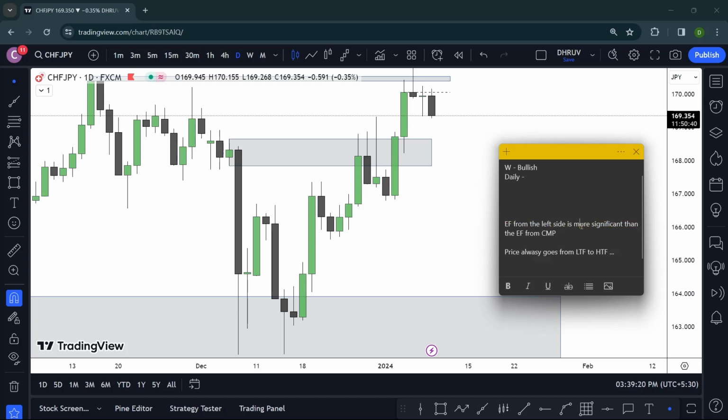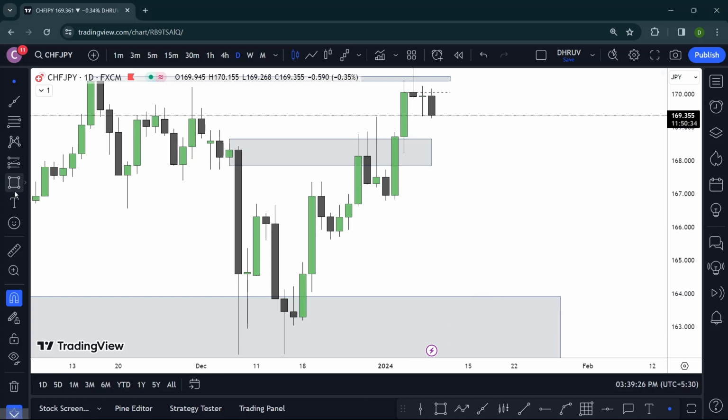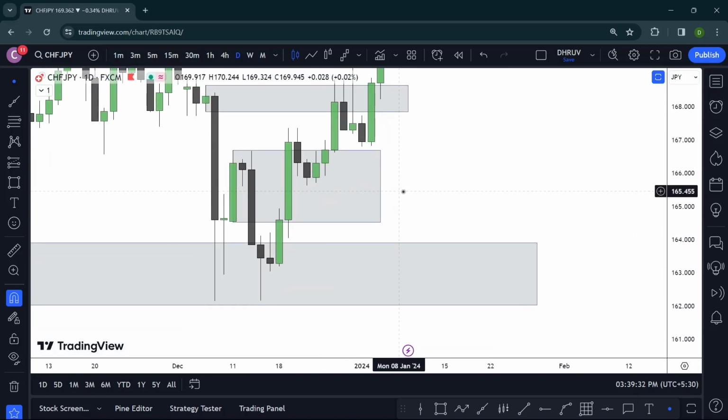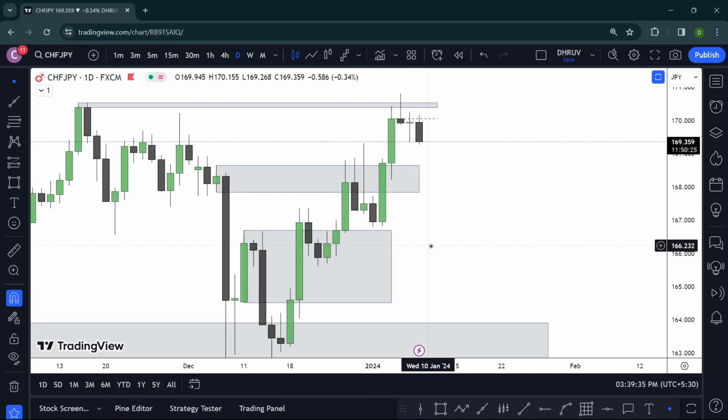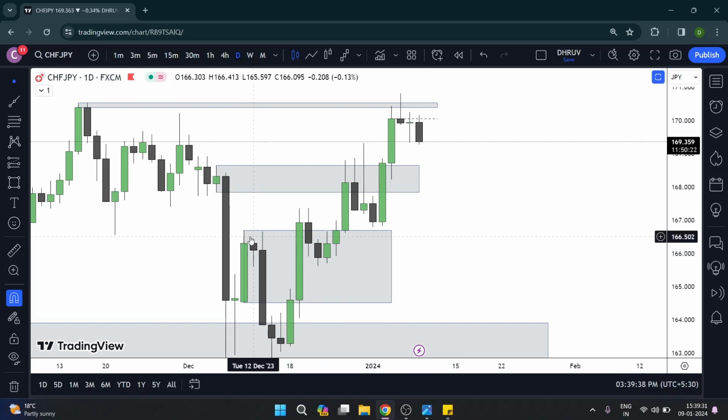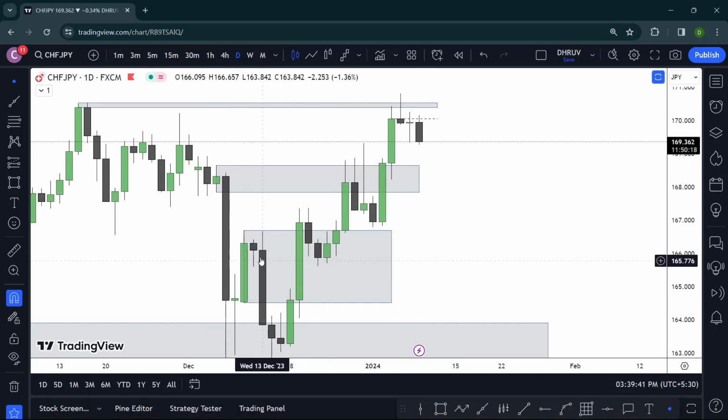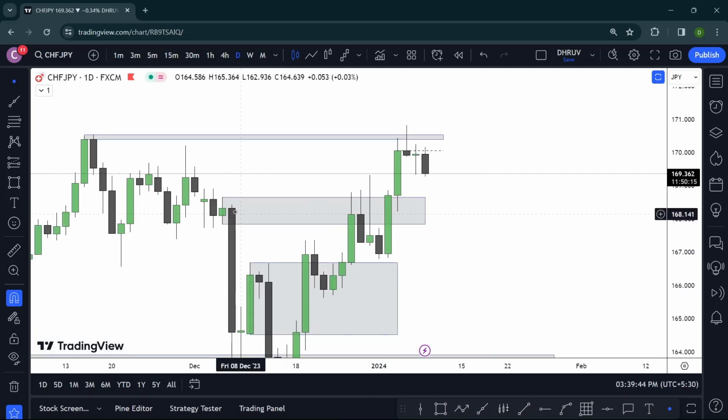Engulfing failed from the left side is more significant than the engulfing failed from the CMP. There is an engulfing failed over here, and this also signifies that daily is bullish. So why do I mark this one? Because it's coming from the left itself. This is more from a CMP perspective. So when there is engulfing failed from the left side, it is more significant than this engulfing failed. Maybe you don't really get this part for now. I will talk about this in upcoming videos, more on storyline and direction. Okay.